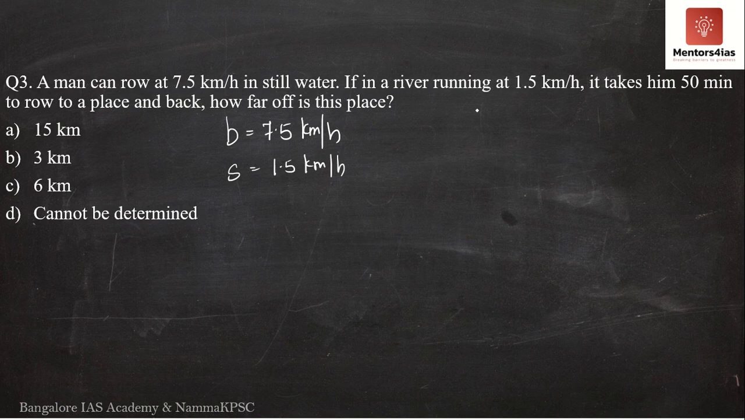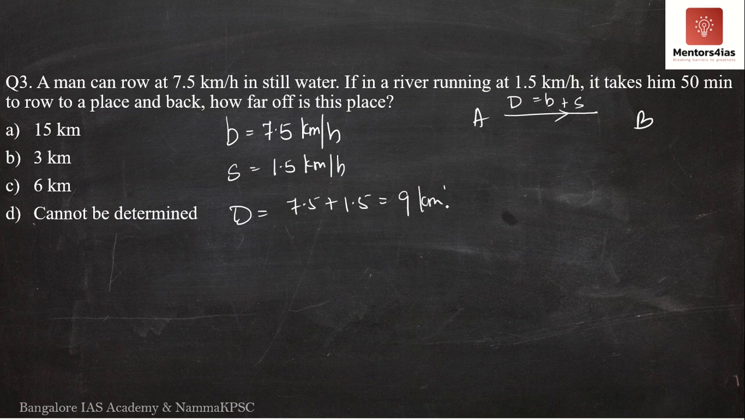Okay, so obviously he is going from A to B. He goes from A to B. If this A to B is downstream, at what speed is he going? It is D. What is D? D is equal to B plus S. What is B plus S? It is nothing but 7.5 plus 1.5, which is nothing but 9 kilometers per hour.